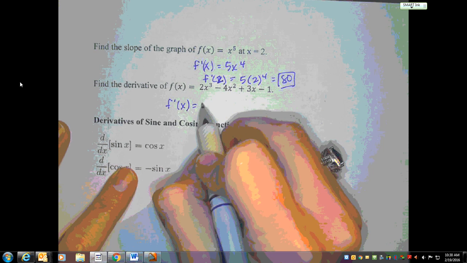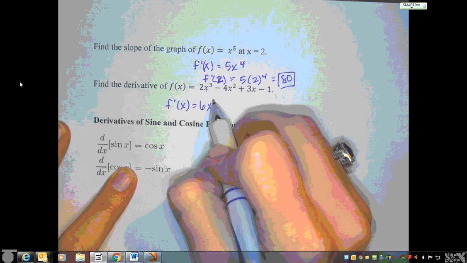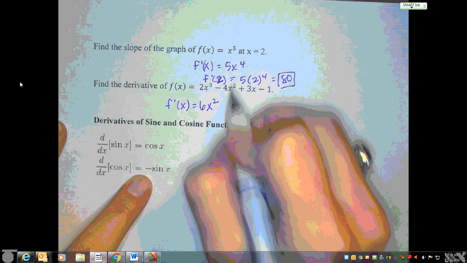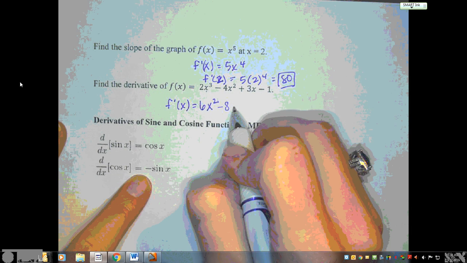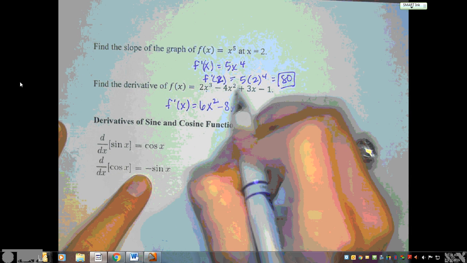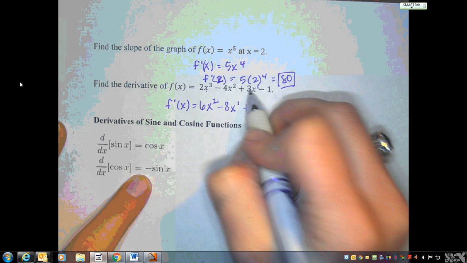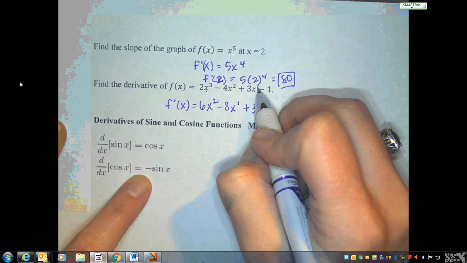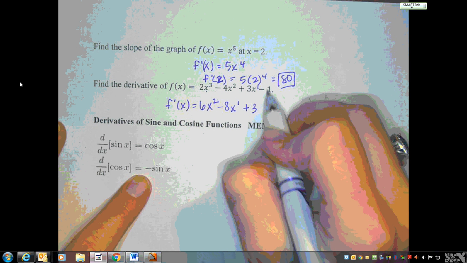3 times 2 is 6. X to the second because we subtracted a number from the exponent. 2 times -4 is -8, times x to the, that's going to be the first power. Plus, there's a 1 here. 1 times 3 is 3. X to the, that's going to be a 0. Anything to the 0 is 1. 3 times 1 is 3. And then this guy is a constant. He becomes 0. Questions?